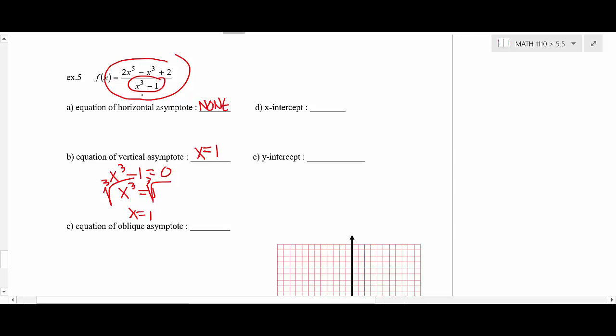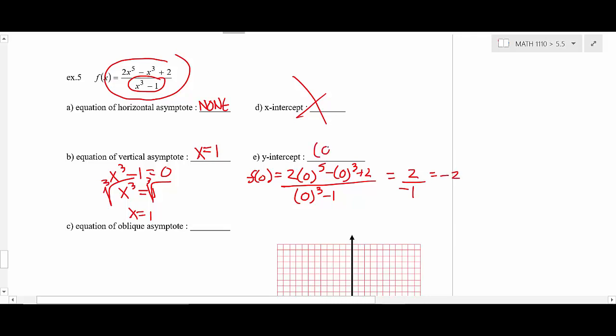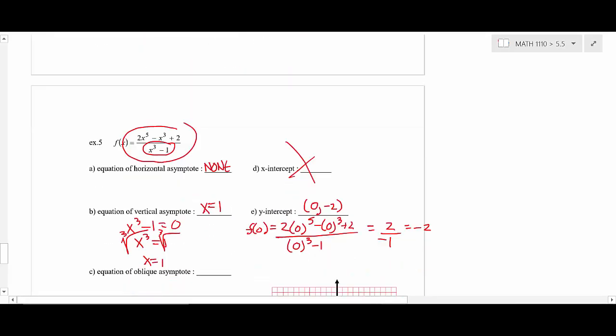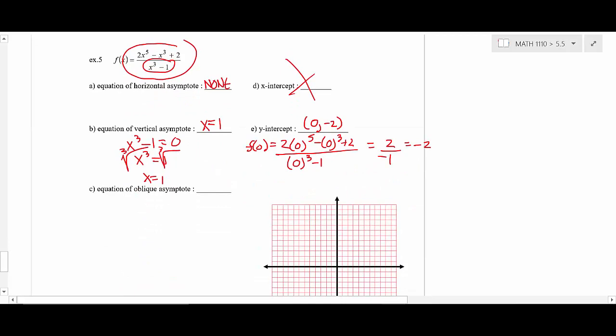Now, I'm not going to worry about the x-intercept because you have to do that on a calculator. But the y-intercept, you would just do f of 0. So you would do 2 times 0 to the 5th minus 0 to the 3rd plus 2, all over 0 to the 3rd minus 1. That gives 2 over negative 1, so that gives negative 2. So you have a y-intercept of negative 2. Now we're going to crunch out the oblique asymptote on this one also, and then for the graph, we're going to go totally to our calculator.